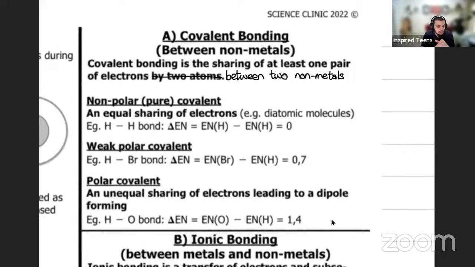Then we look at weakly polar covalent. We also did an example, HCl. Here they do HBr. They do the electronegativity difference. It's 0,7. Remember that. Let's write it here. Non-polar covalent: electronegativity difference equal to 0. Weakly polar: electronegativity difference less than 1. Electronegativity difference going to be greater than 1, but less than 2,1.